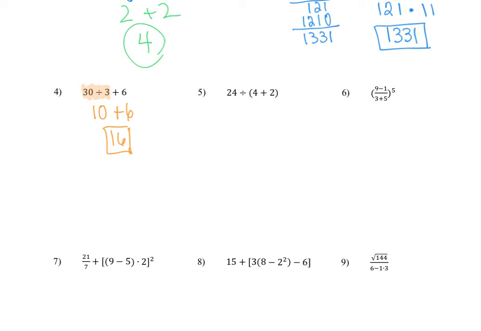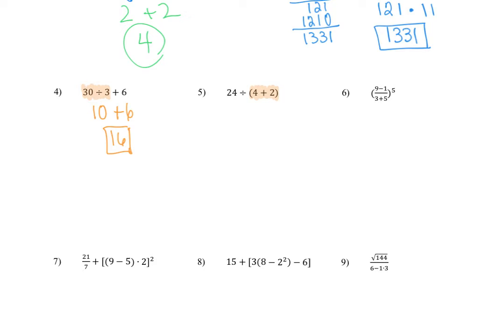Now here, very, very similar. Notice how 4 and 5 are almost identical. But with the addition of those parentheses, it changes things up. Because with the addition of those parentheses, I now have to do what's inside the parentheses first.